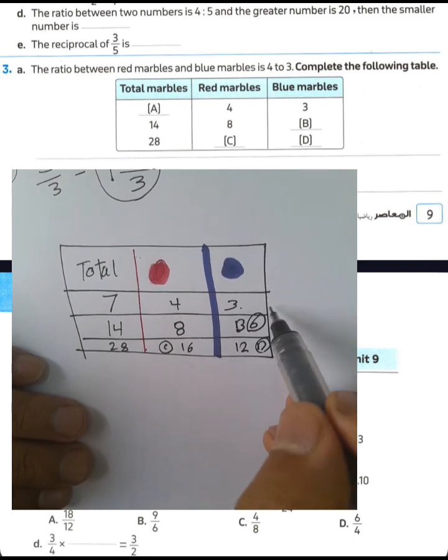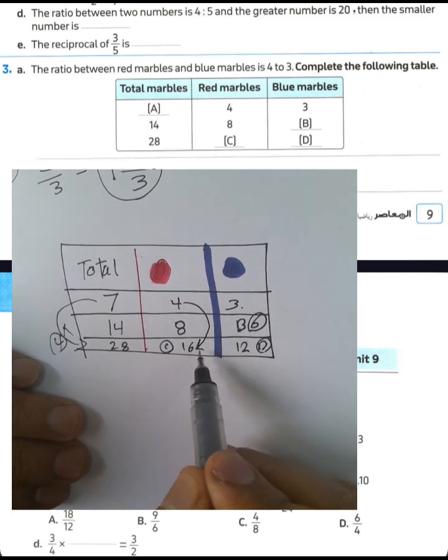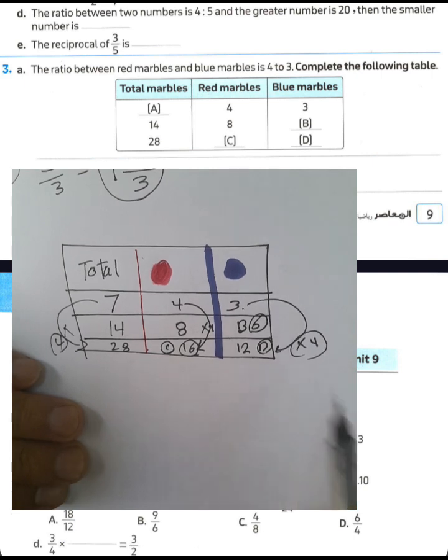Again, 4 product by 7 equals 28. Then 4 times 4 equals 16. 3 times 4 equals 12.